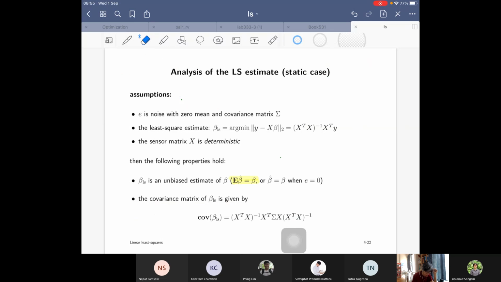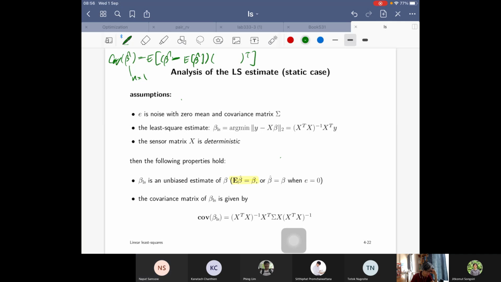Someone remind me of the definition of the covariance. What is the definition? It is the expectation of beta hat minus the mean of beta hat, squared. Beta is a vector. Okay, transpose. It's self-transpose, right? Yes.